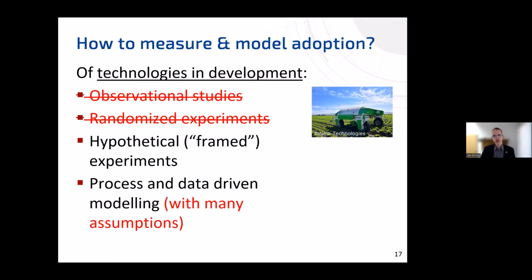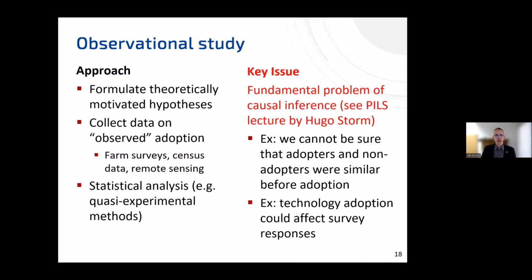Now, I want to give you a couple of examples of these different approaches and illustrate a bit how this could work. Let's start with the observational studies. So we always, as economists and social scientists, and probably as scientists in general, start from formulating some theoretically motivated hypotheses based on the state of the art.